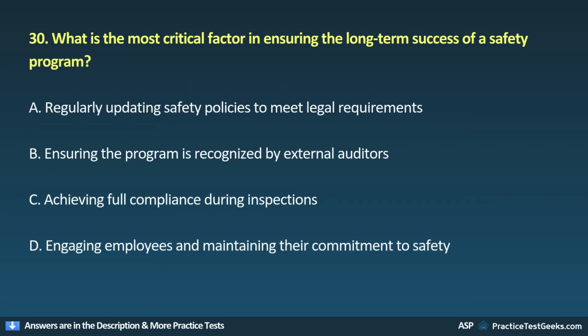30. What is the most critical factor in ensuring the long-term success of a safety program? A. Regularly updating safety policies to meet legal requirements. B. Ensuring the program is recognized by external auditors. C. Achieving full compliance during inspections. D. Engaging employees and maintaining their commitment to safety.